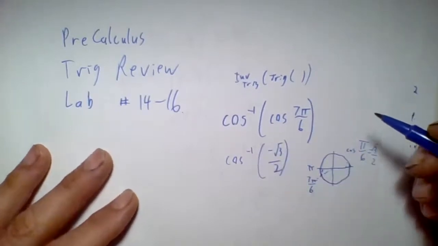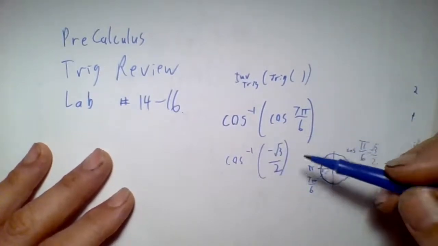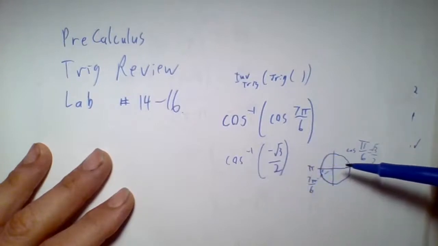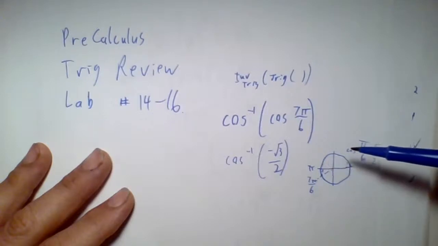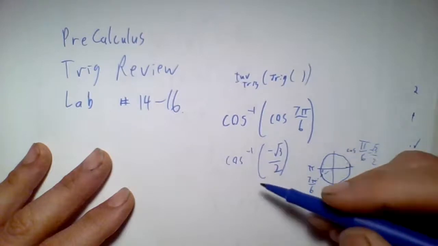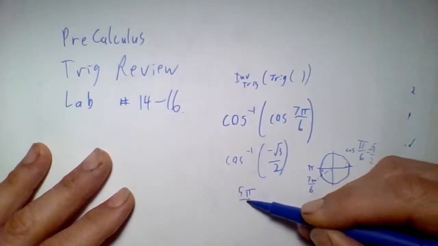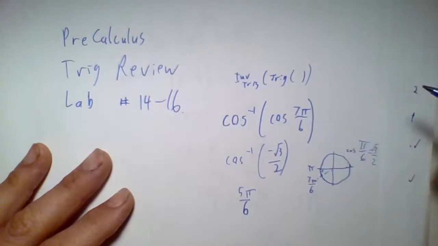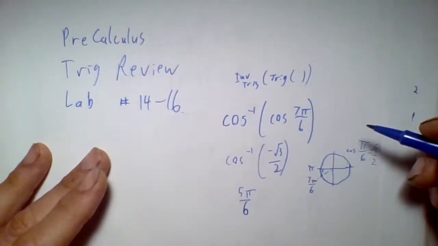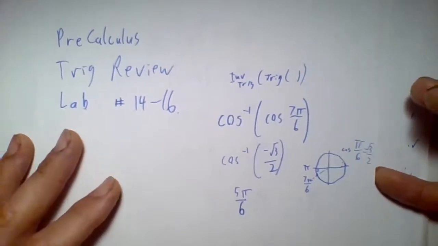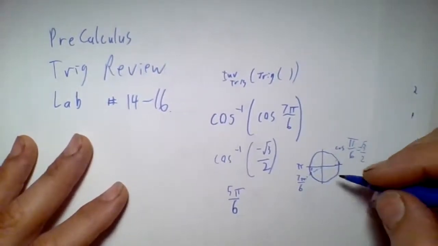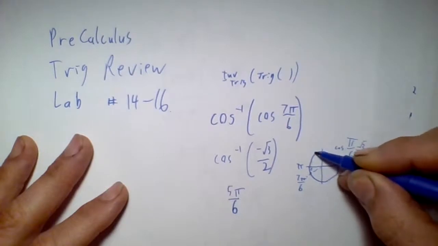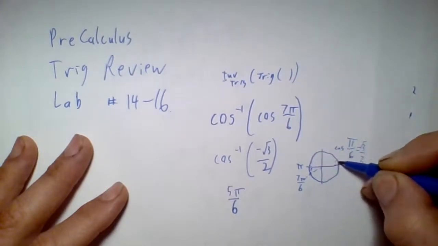Inverse cosine of that is asking the question, where does cosine come out to negative square root of 3 over 2? This is actually a second quadrant answer. It's going to come back with a second quadrant value of that, 5 pi over 6, is the trig value where you get negative square root of 3 over 2. On the unit circle, you can kind of picture what's happening here in that inverse cosine takes the value and gives you the angle in the first or second quadrant that goes with it.